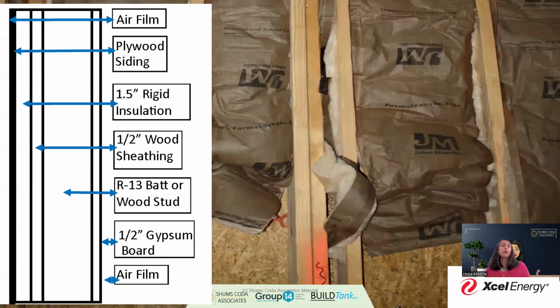So here's how we're going to take a look at this. Here is an example of a wall, and you'll see that the order of it is from the outside: air film, plywood siding, 1.5 inch rigid insulation, 1/2 inch wood sheathing, an R13 batt insulation, chipboard, and air film. Now, when they're talking about air film, that's typically a paint or something of that nature. It's not necessarily like some people say the plastic in the walls. That's not the air film that they're referring to.